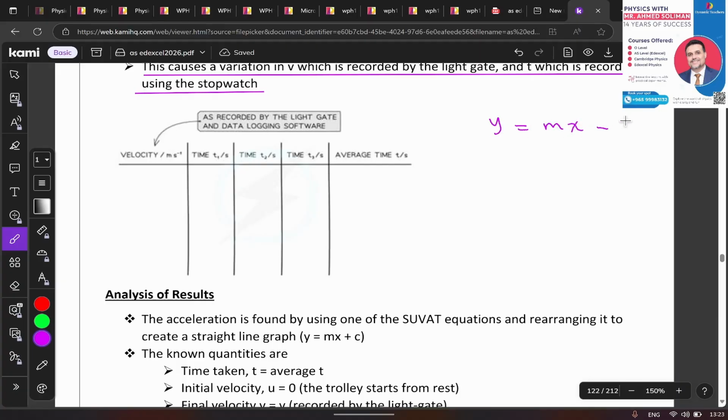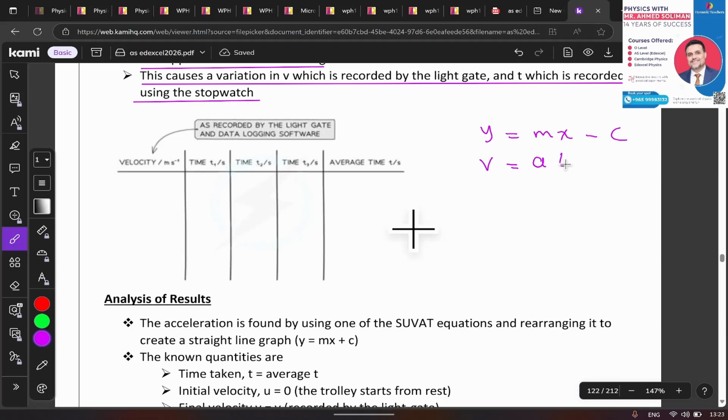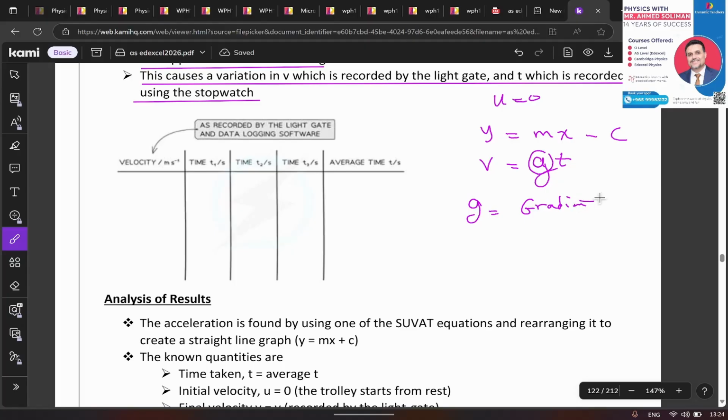This is the equation for the straight line. So now if you want to measure g, we will take v equals u plus at. Because we start from rest, u equals 0. So if we want to know the acceleration of free fall, g will equal the gradient of the line. Very important to know in this experiment, the gradient will be change in v over change in t.